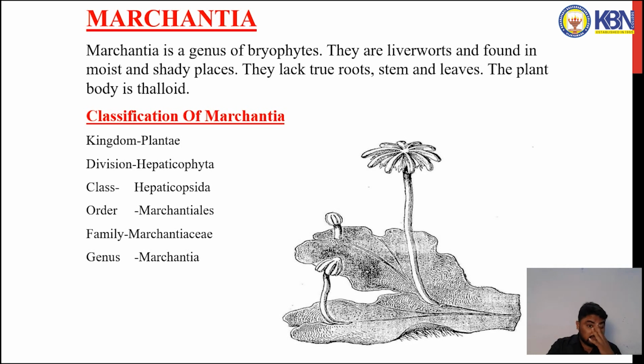Next is Marchantia. Marchantia is a genus of bryophytes. They are liverworts and are found in moist and shady places. They lack true roots, stem and leaves. The plant body is thalloid. The classification of Marchantia: kingdom is Plantae, division is Hepaticophyta, class Hepaticopsida, order Marchantiales, family Marchantiaceae, genus Marchantia.